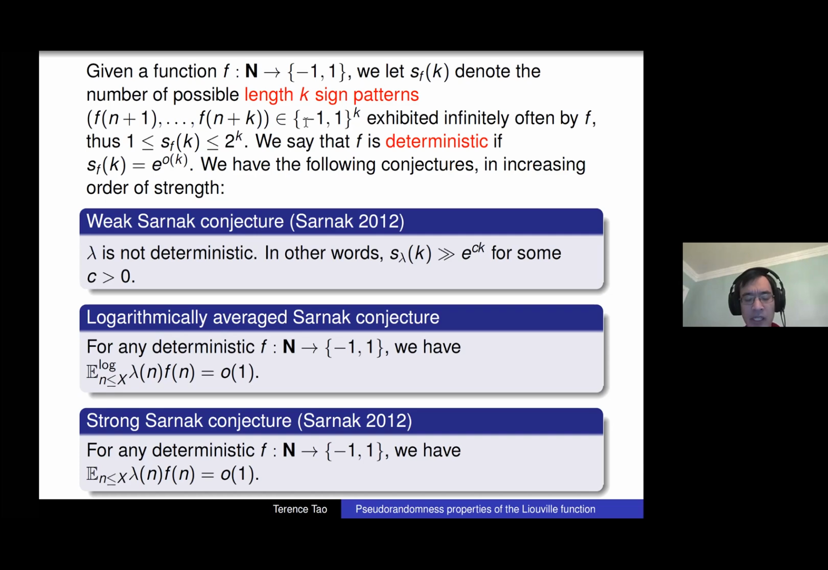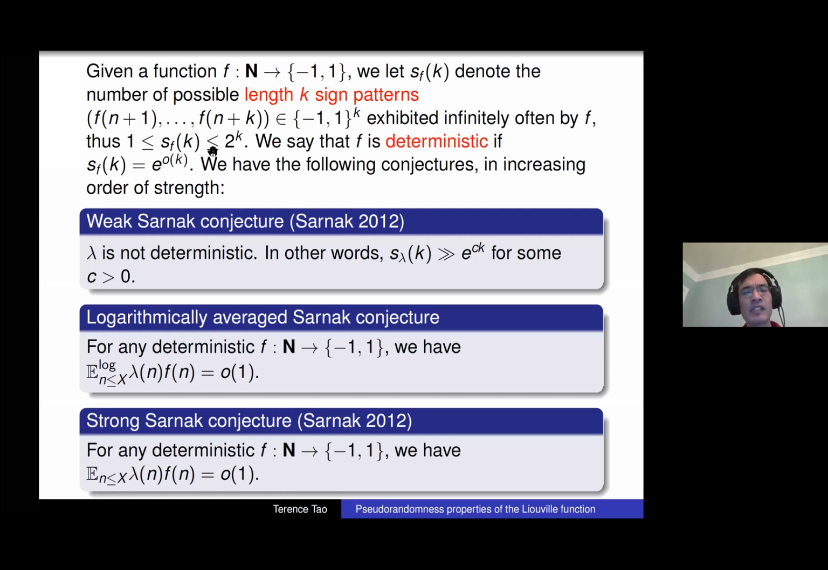You look at your sequence, and there's 2 to the k different possible patterns, but some might not occur in your sequence. For example, if your sequence is all ones, then there's only one sign pattern of length k, just 1, 1, 1, 1, 1. So you can count how many sign patterns occur. So for any function f, any sign pattern sequence f, you let S_f(k) be the number of sign patterns of f of length k that occur infinitely often. So that's some number between 1 and 2 to the k. Usually it's 2 to the k.